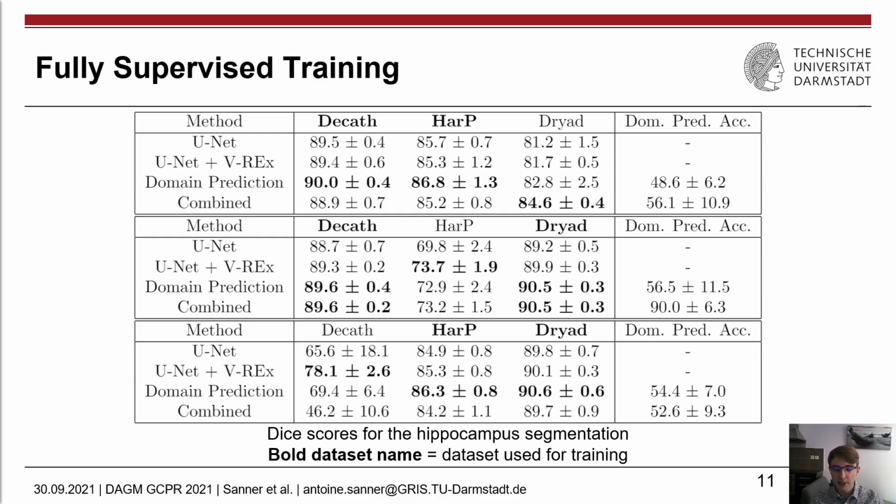And in the last setup, we have trained our models on Harpy and Dryad. The same comment can be made as before for the results on the training datasets. And the results on the Decath dataset are much more interesting. So we can see that the UNet plus Virax method clearly outperforms all other three methods. The domain prediction method clearly also shows the advantage of finding a harmonized data representation, as it has a higher mean Dice score and also a much lower variance than the standard method.